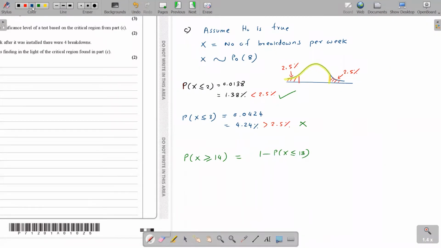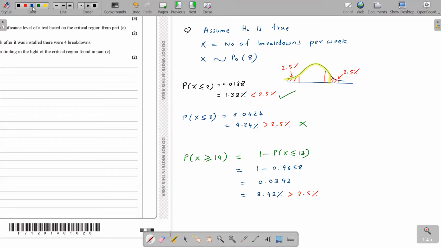So what was that value here again? 0.9658. How much is it? 0.0342, which is 3.42%, which is more than 2.5%. That means, are you in the critical region? No, you are outside. This value is over here.